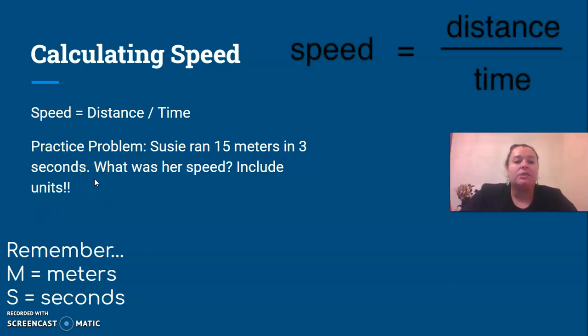It says that Susie ran 15 meters in 3 seconds. What is her speed, and include the units? All right, so go ahead and pause the video and type your answer into your online notebook.